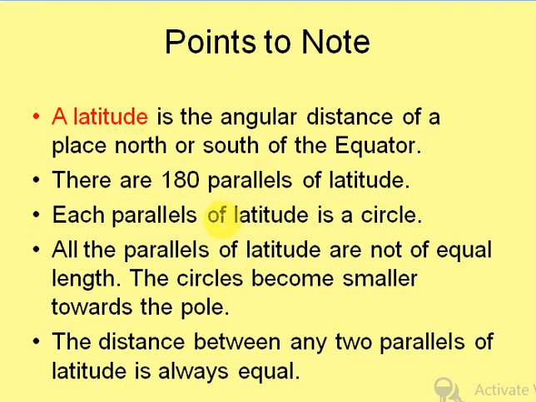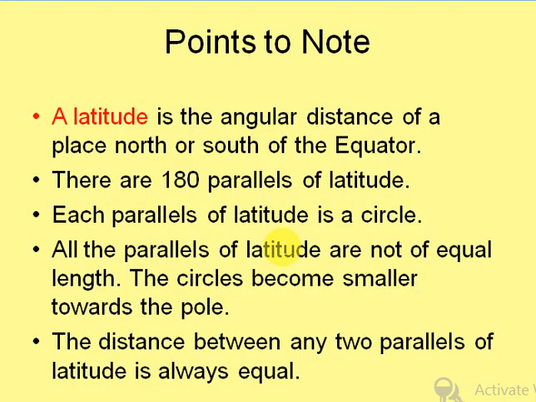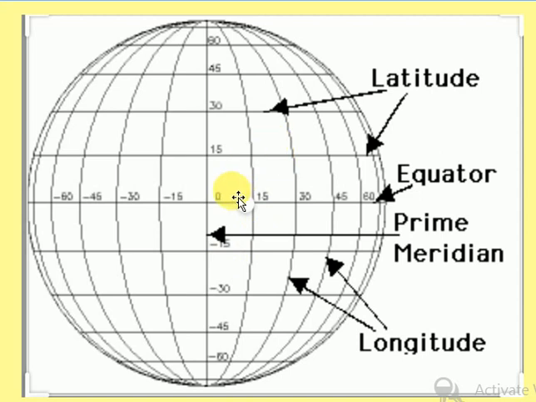There are 180 parallels of latitude. So if you count above the equator and below, 90 each, around 180 you will find parallels of latitude. Each parallel of latitude is a circle. Because you know Earth is a sphere, round, these latitudes are circles. So each parallel of latitude is a circle.